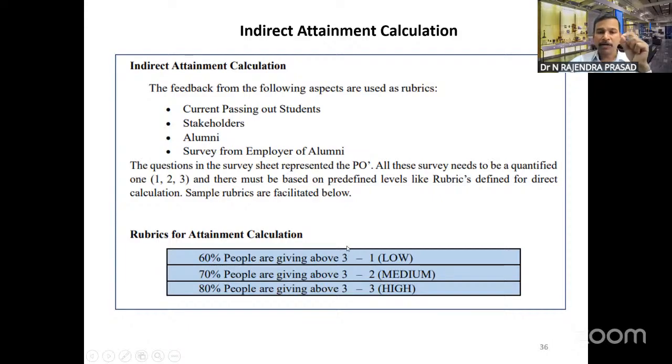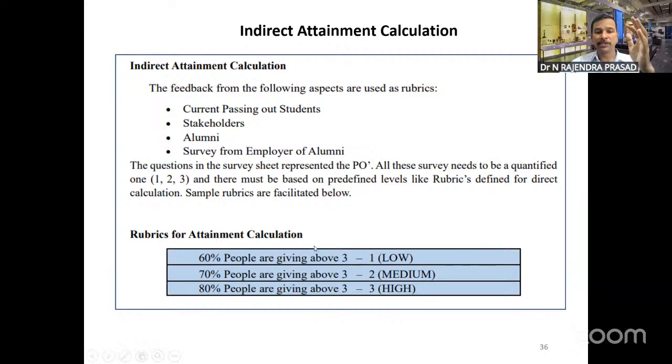Convert the responses given with high level into percentage. What is the rubric here? Rubric is the indication of the response extent. 1 is low, 2 is medium, 3 is high. You need not map CO with PO here for indirect assessment. Directly you can get the responses. You can tabulate the responses, you can consolidate, and you can obtain the attainment report.